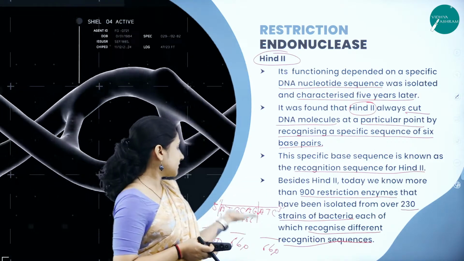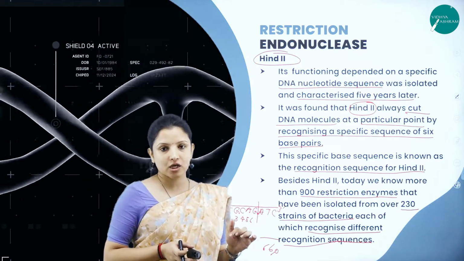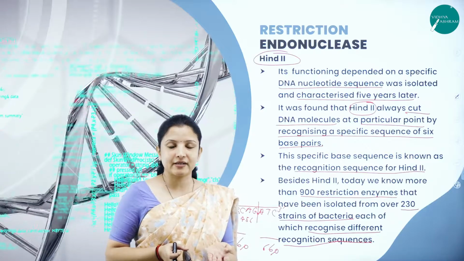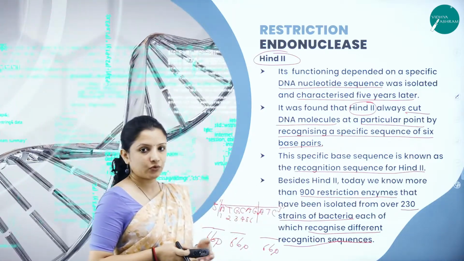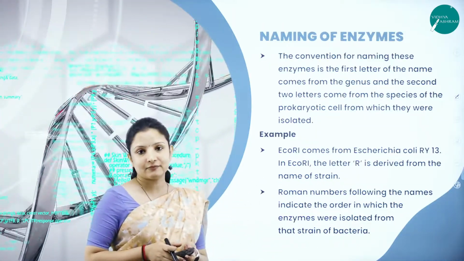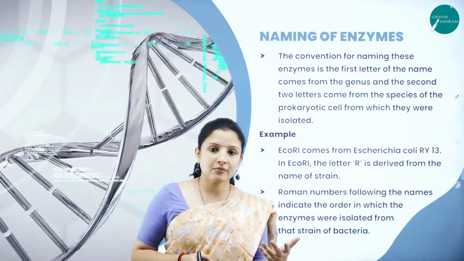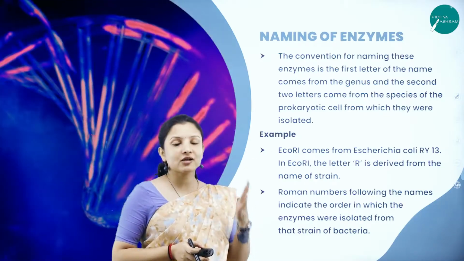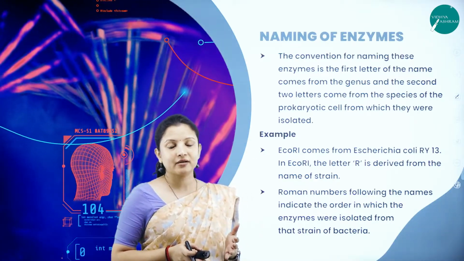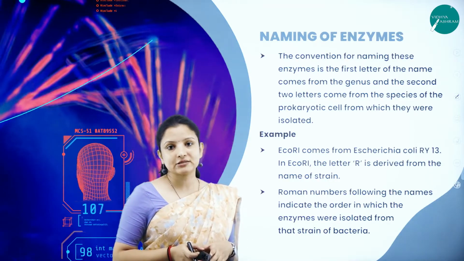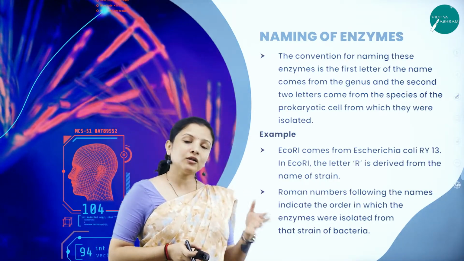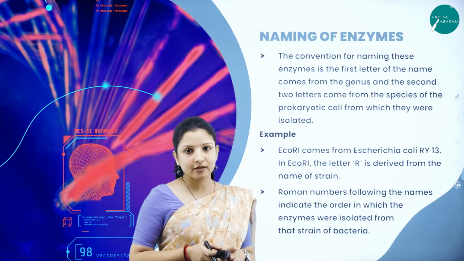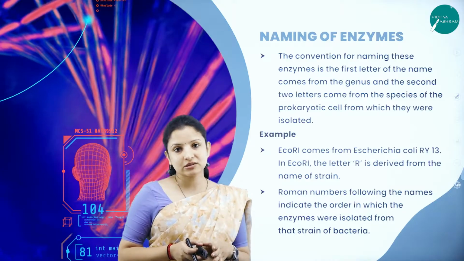Maybe some would cut the DNA strand only at a specific location. Some would cut the DNA strand only at 3 or 4 base pair lengths. That is how different restriction endonuclease enzymes were found. Now we came to know about the restriction enzymes. I told you 900 different restriction enzymes exist, right? Till today, 900 different restriction enzymes exist, and all of them have been used in different ways in recombinant DNA technology. Now, how do they name these restriction enzymes?